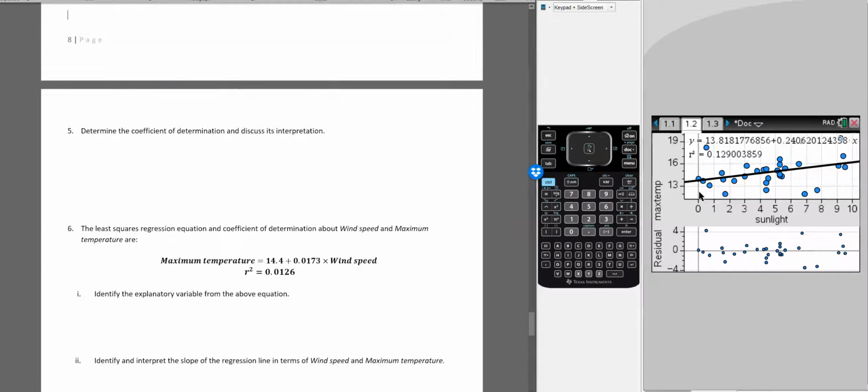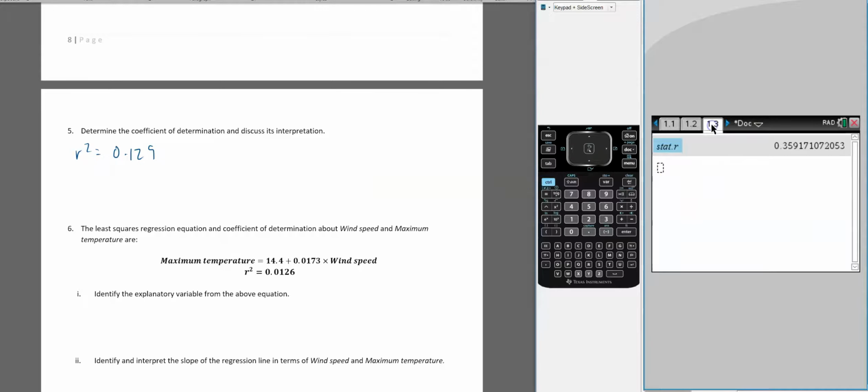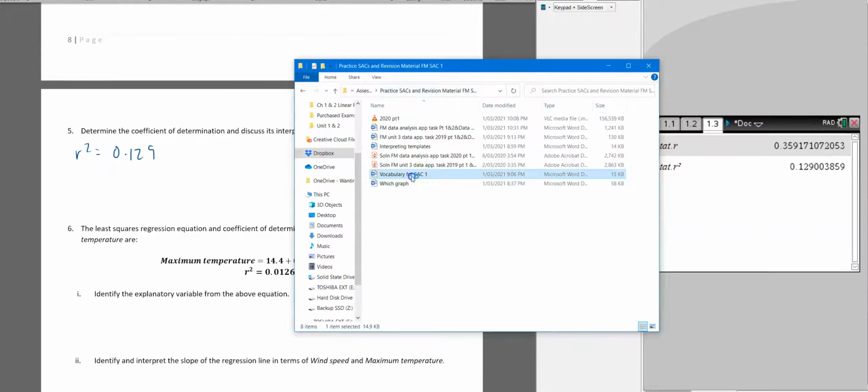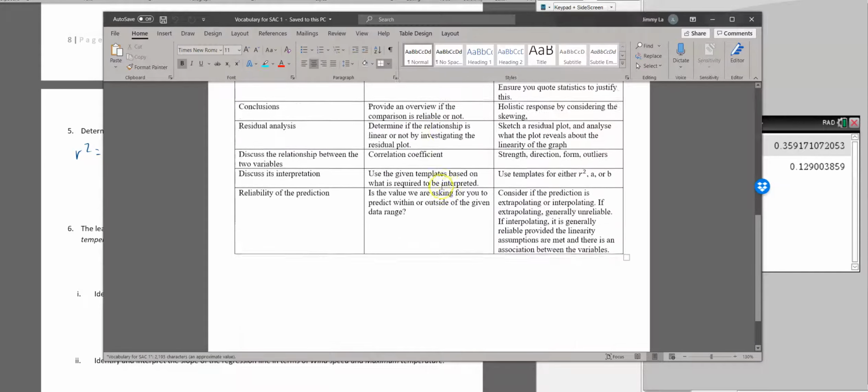Right, we're nearly there. Determine the coefficient of determination and discuss its interpretation. Luckily, our R-squared value is already there. R-squared is equal to 0.129. If you don't like doing that, you can go calculator page, var, find the one that says R-squared, and you've got the same value there.